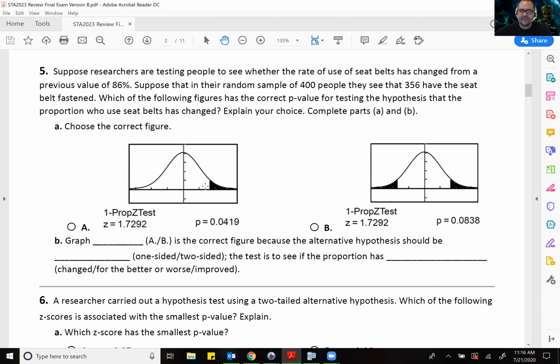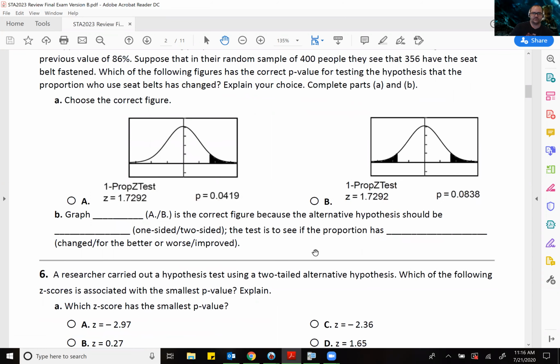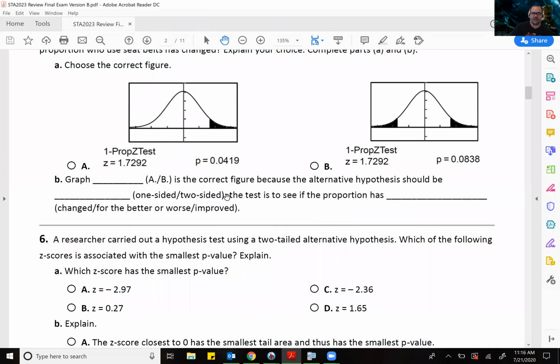So number 5. Again, in this one, it says that, just looking over this, it wants us to choose which picture down below is the correct one, A or B. And then it's going to talk to us about the alternative hypothesis and basically the stuff that we just talked about.